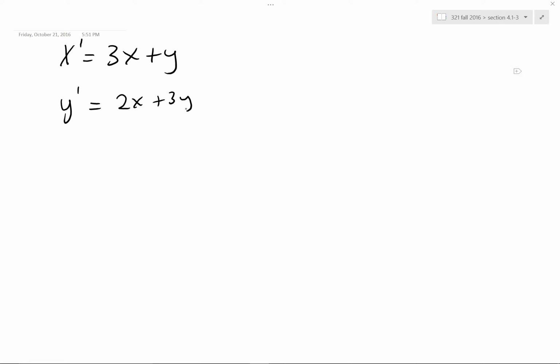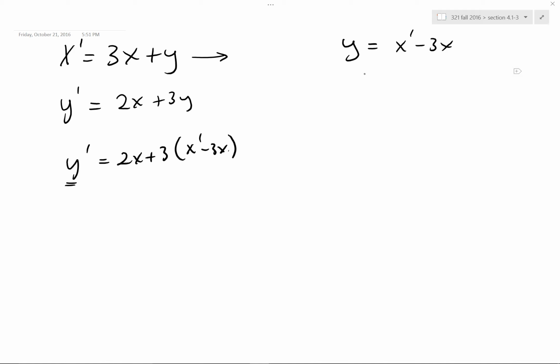All right. Now, if you were watching a minute ago, we say, well, okay, you could do some different magic. For instance, you can do this: y equals x prime minus 3x. That's true, right? From here. So down here you could go, okay, well, y prime is 2x plus 3 times y. But you still got this dumb y prime. Well, that's easy to fix. y prime is equal to x double prime minus 3x prime.